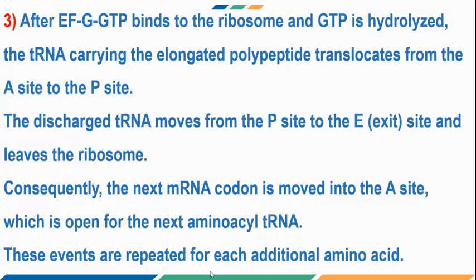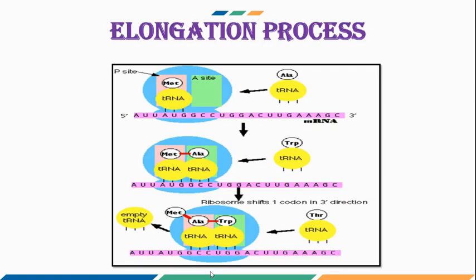After EF-G GTP binds to the ribosome, the GTP is hydrolyzed. The tRNA carrying the elongated polypeptide chain translocates from the A site to the P site. The discharged tRNA moves from the P site to the E site and leaves the ribosome. Consequently, the next mRNA codon is moved into the A site, which is open for the next amino acid tRNA. These events are repeated for each additional amino acid.